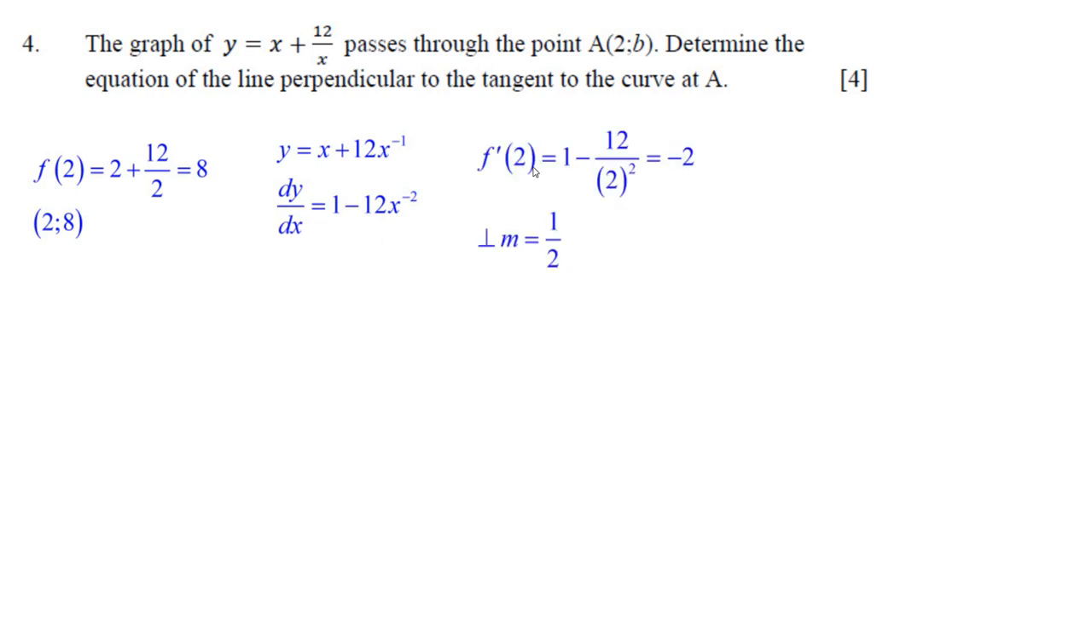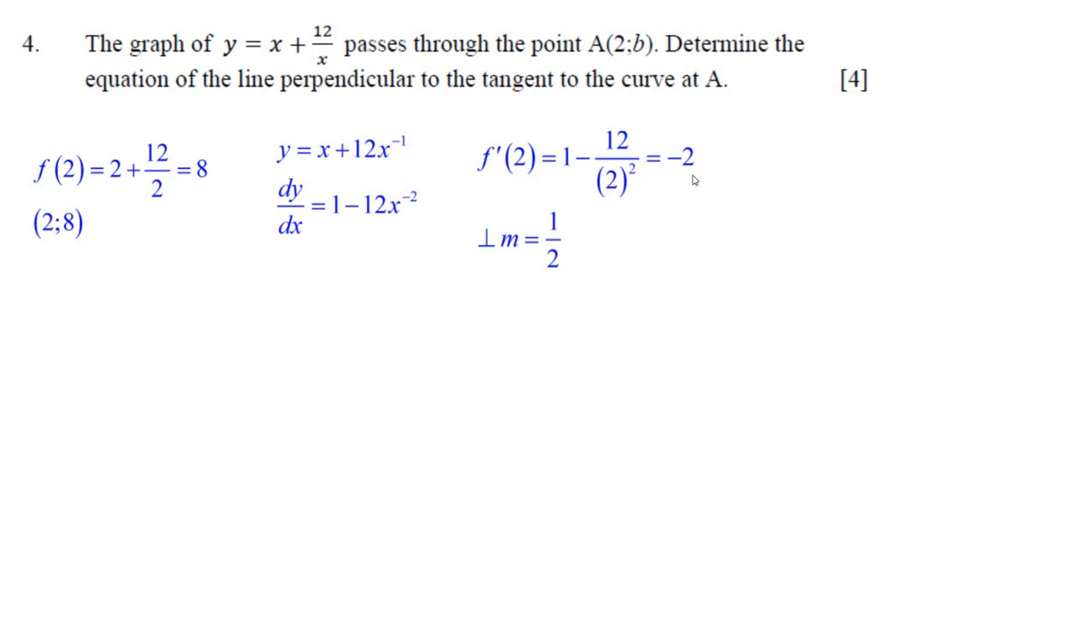In fact, that's what we do. We put 2 in there. And 12 times 2 to the minus 2 means 12 over 2 squared. That's 12 divided by 4 is 3. 1 minus 3, that's minus 2. The gradient of the tangent is minus 2.